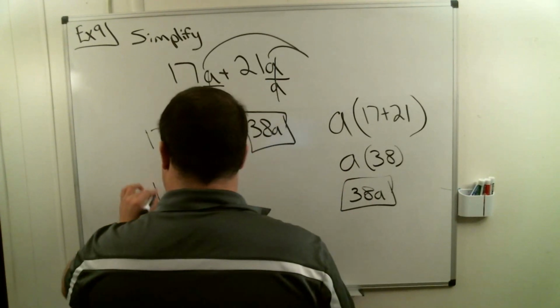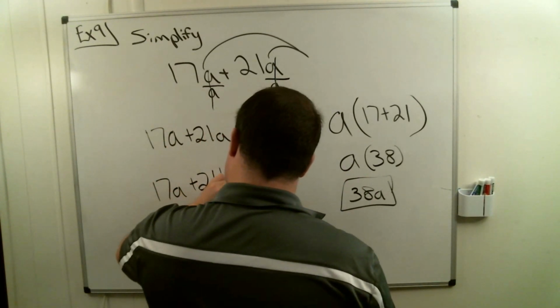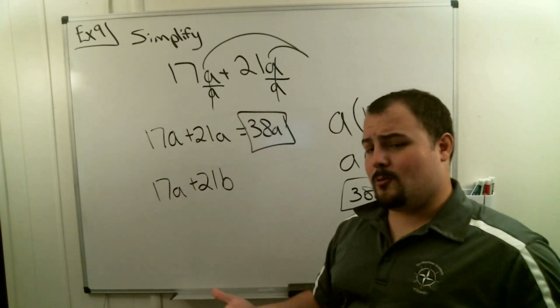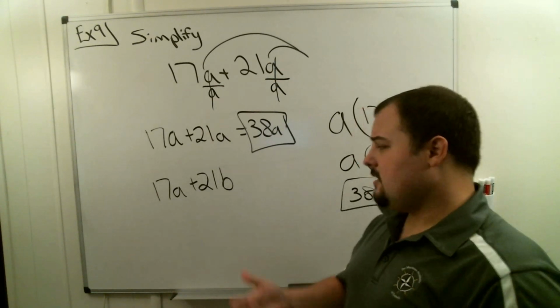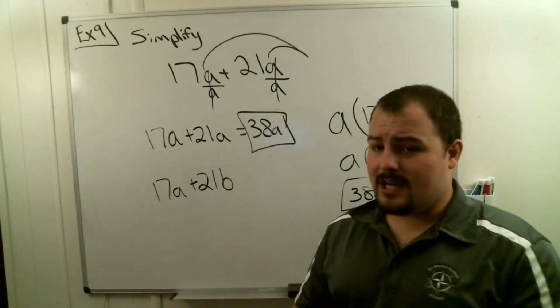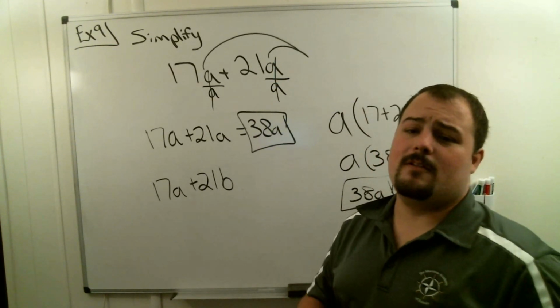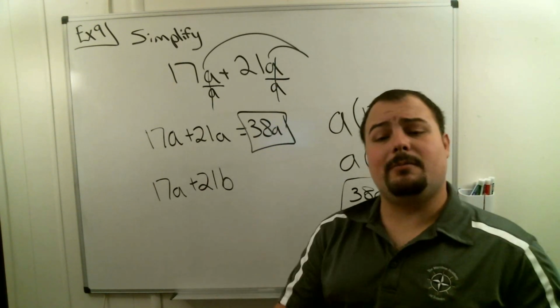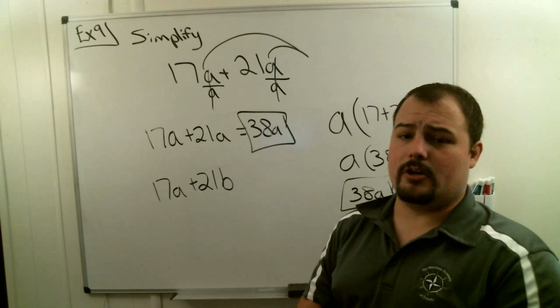So an example of that would be like this. If I had 17 apples and I tried to add 21 bananas to it, that doesn't mean that I have more apples. And that doesn't mean that I have more bananas. I cannot physically add apples and bananas together and get some type of apple or some type of banana. So what we do is we leave them separate because the labels are different. These are not like terms, where these are like terms.